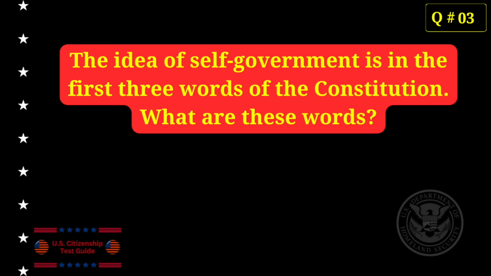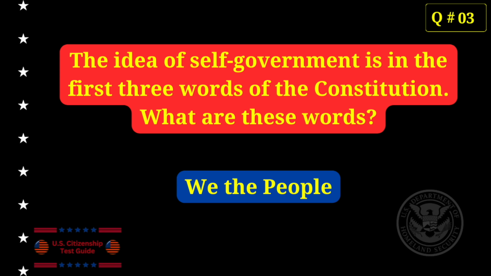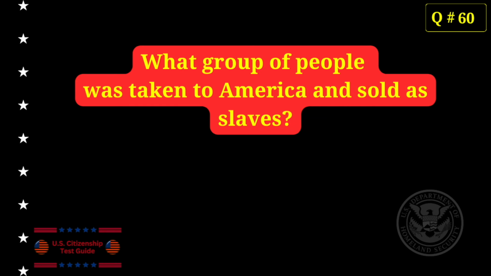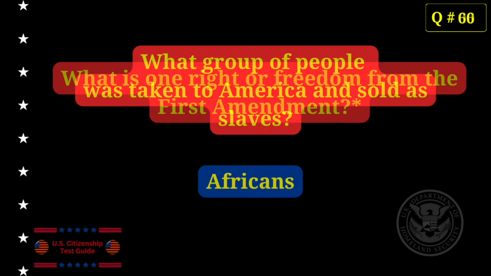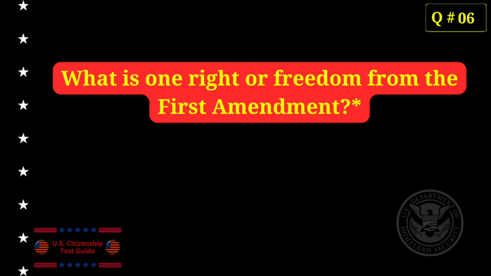The idea of self-government is in the first three words of the Constitution. What are these words? We the people. What group of people was taken to America and sold as slaves? Africans. What is one right or freedom from the First Amendment? Speech.